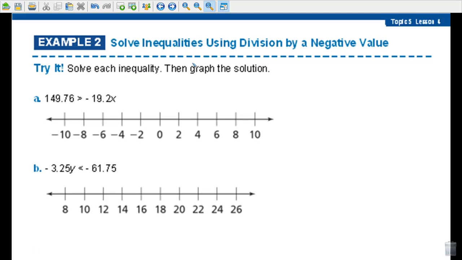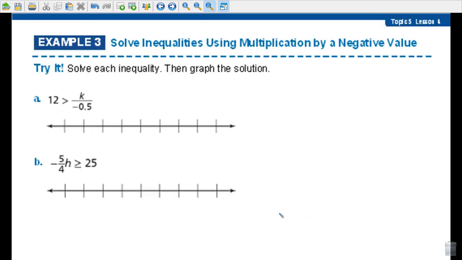Okay. My answers are negative 7.8 is less than x, and y is greater than 19. Both open dots and both go to the right. Let's look at try it 3. All right. Pause it. Work it out.